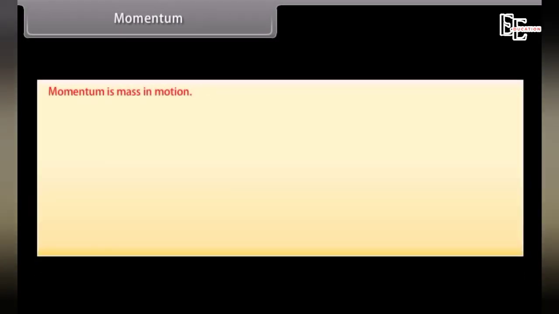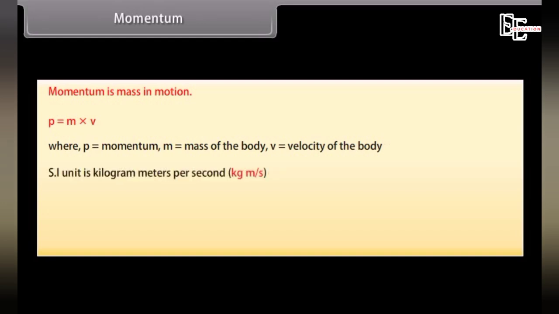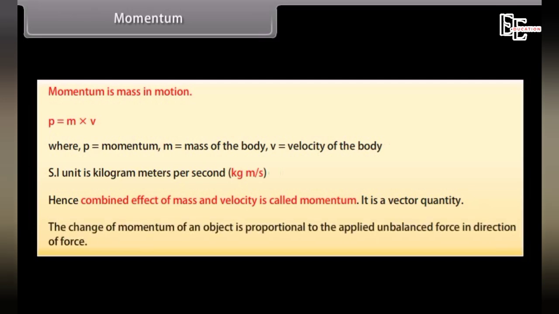Momentum. Momentum is mass in motion. P = mv, where P is momentum, m is the mass of the body, and v is the velocity of the body. SI unit is kilogram meters per second. Hence, the combined effect of mass and velocity is called momentum. It is a vector quantity. The change of momentum of an object is proportional to the applied unbalanced force in the direction of force.